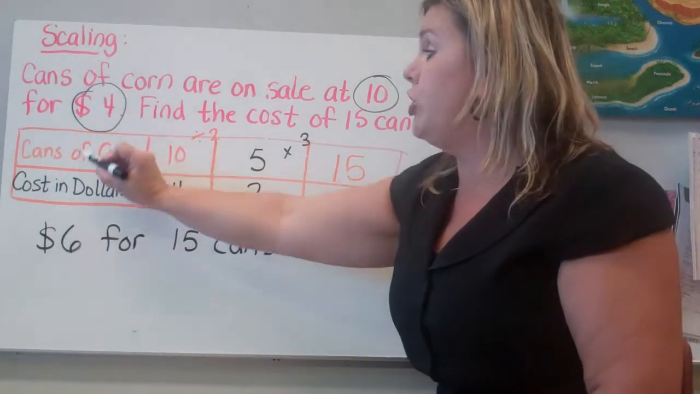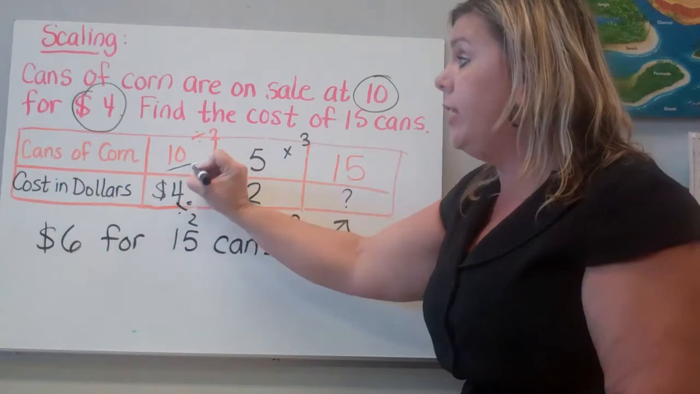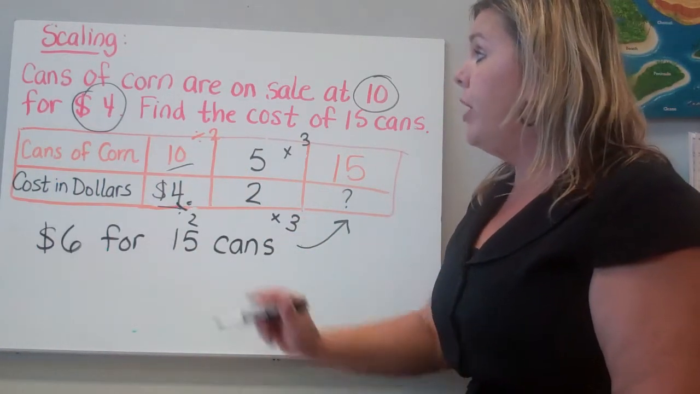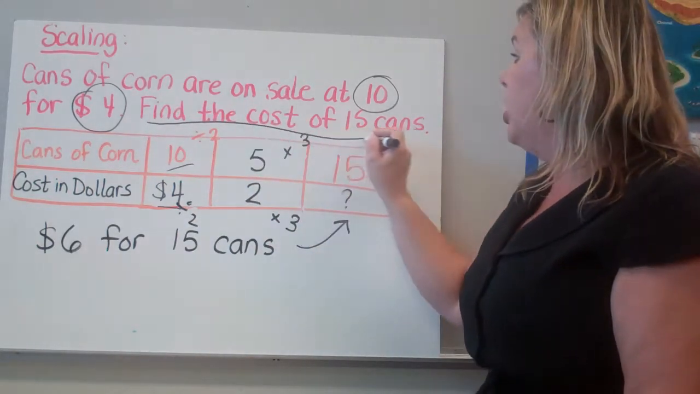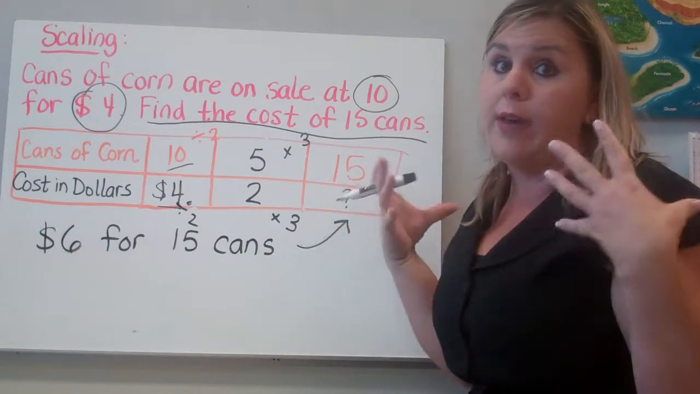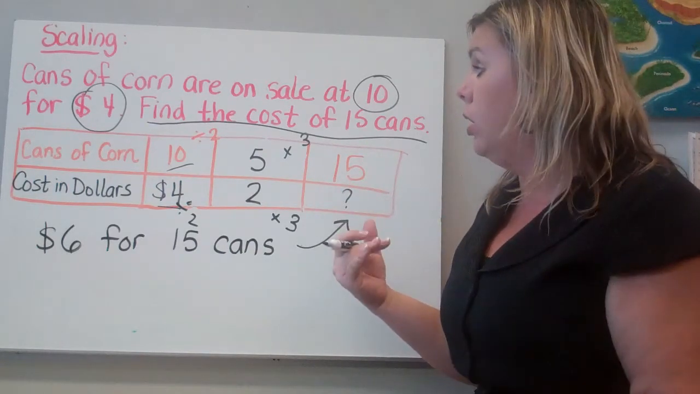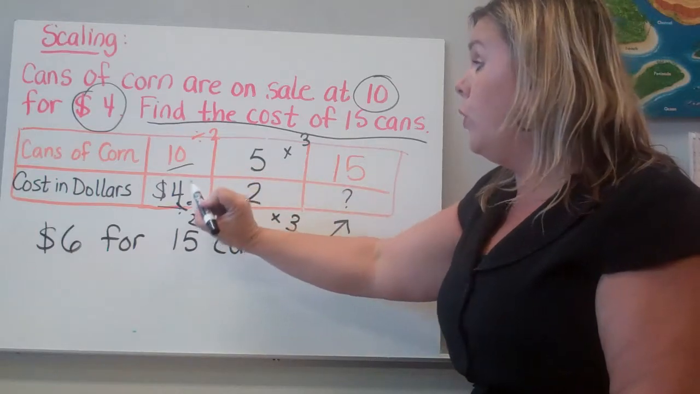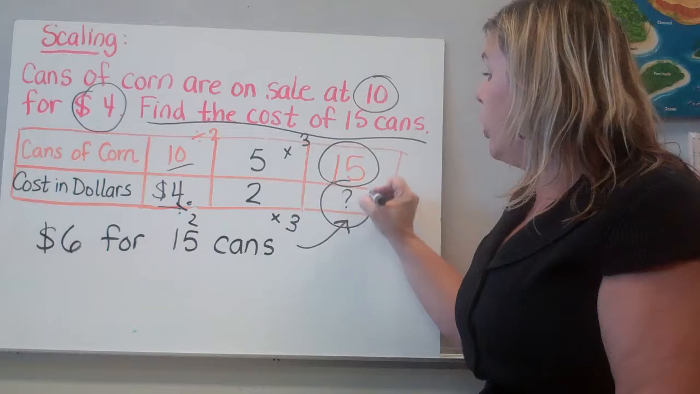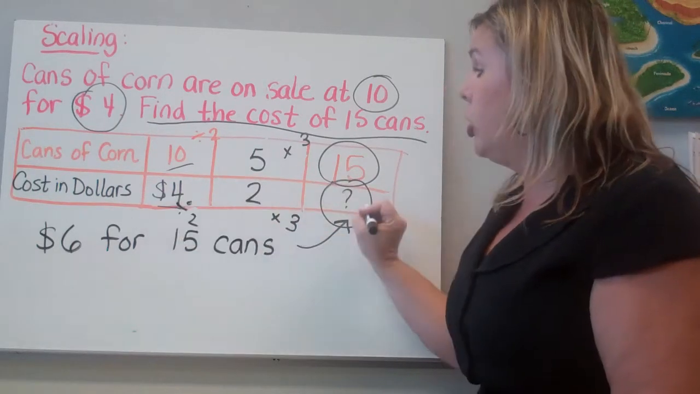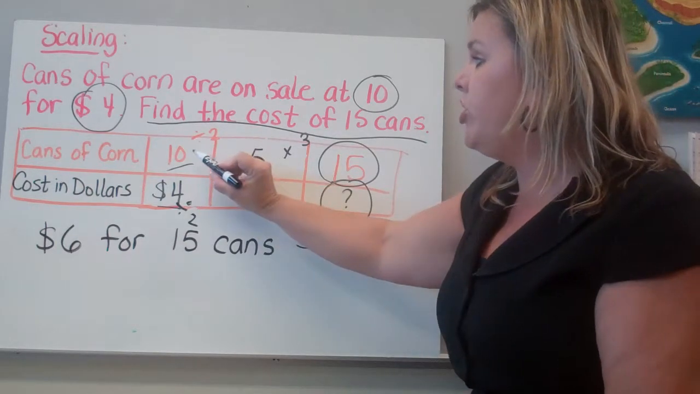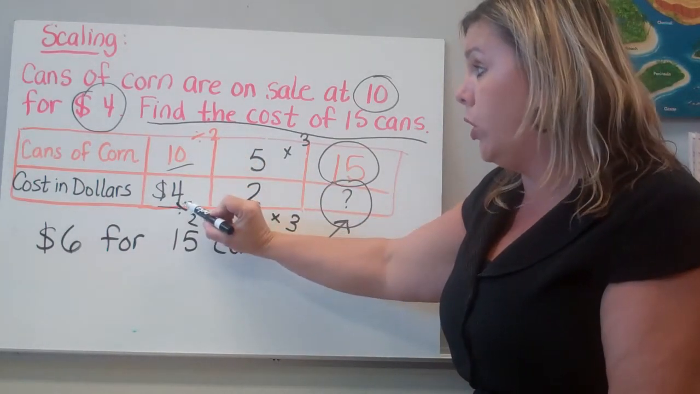So here we have our ratio table, and I've put in 10 cans, and it costs me $4 for that. But I have to find the cost of 15 cans. Maybe I'm making some recipe that's going to have a lot of corn. All right, so in order for us to figure this out, we're trying to get to finding out this question mark here of how much it's going to cost for 15 cans of corn. So we know that 10 cans cost $4.